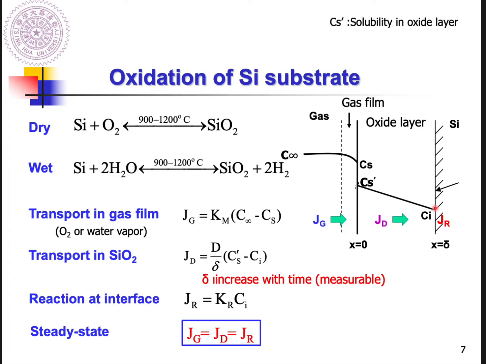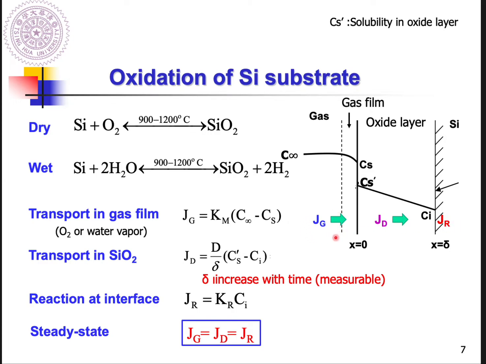Okay, so as long as you draw this one, then we can have the flux, right? What we have is the flux of the transport of the oxygen in the gas phase. Then we also have a flux of oxygen in this oxide layer, and also the reaction of the oxygen with the silicon substrate, right?